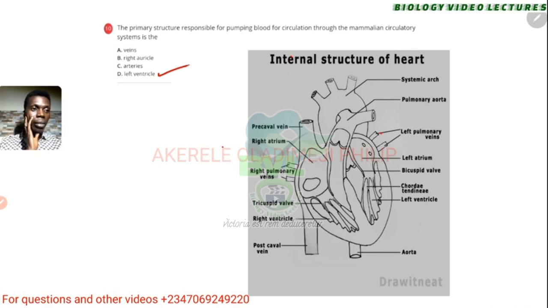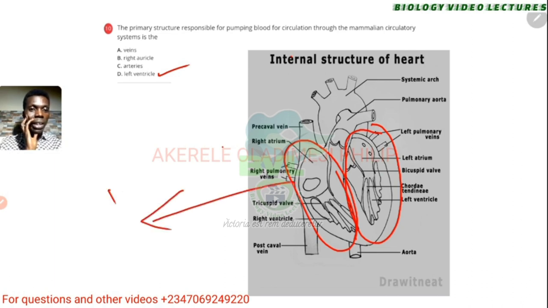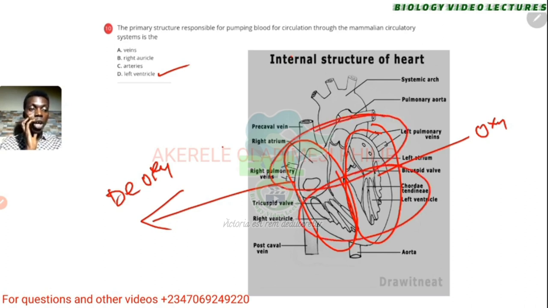Now, this is the left part of the heart. This is the right part of the heart. Is that noted? Now, this right side deals with the deoxygenated blood, while this left part deals with oxygenated blood, basically. Now, this lower part is the ventricles, this upper part are the auricles.